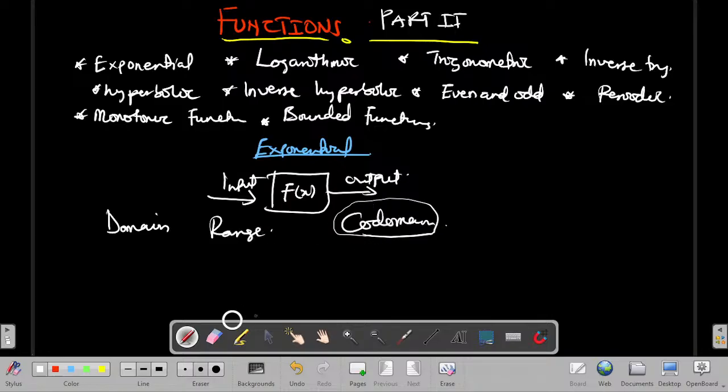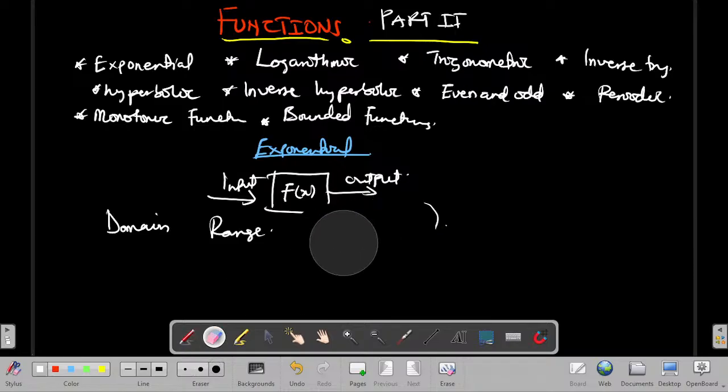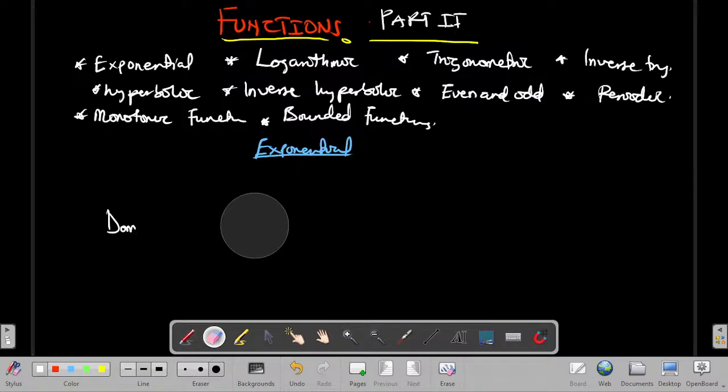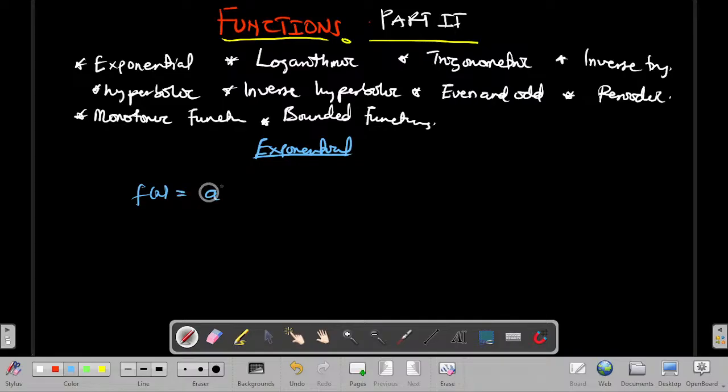Right, good. So now let's go straight to the exponential function. An exponential function is simply a function f of x given as a to the power x, where a is greater than 0 and a is not equal to 1.